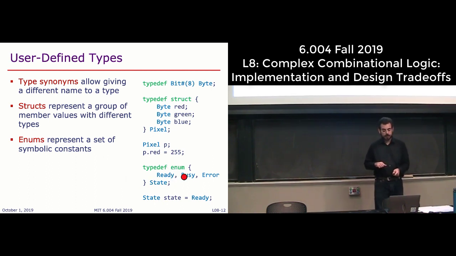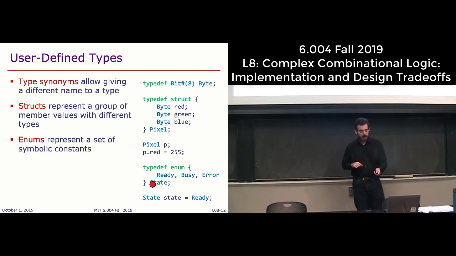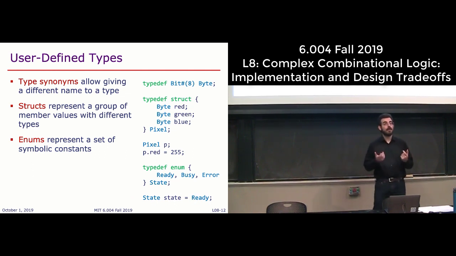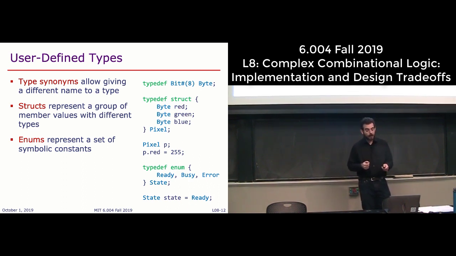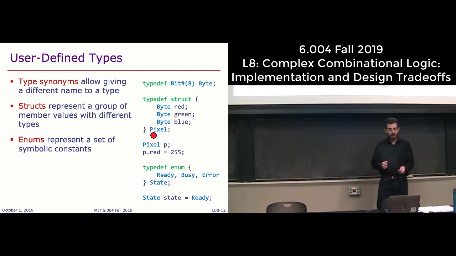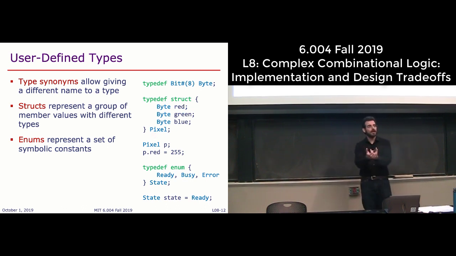Typedef enum, then you list all the different labels that you want to have, and finish with the name of the type. And then you can declare variables and assign them particular values. Now, the key benefit of structs and enums is that they're much clearer, right? They convey intent much more clearly than just manipulating bits. Ultimately, all of these things are translated to bits, right? So every pixel is going to be a 24-bit value in hardware.